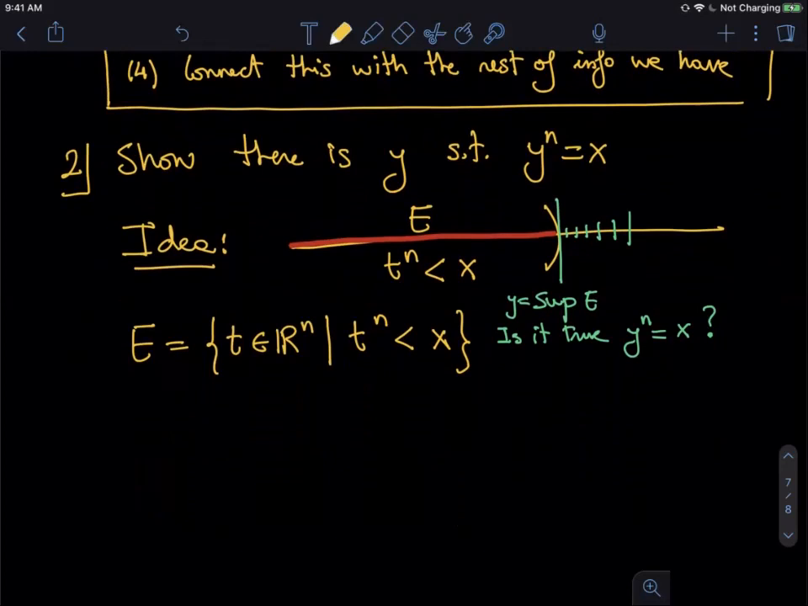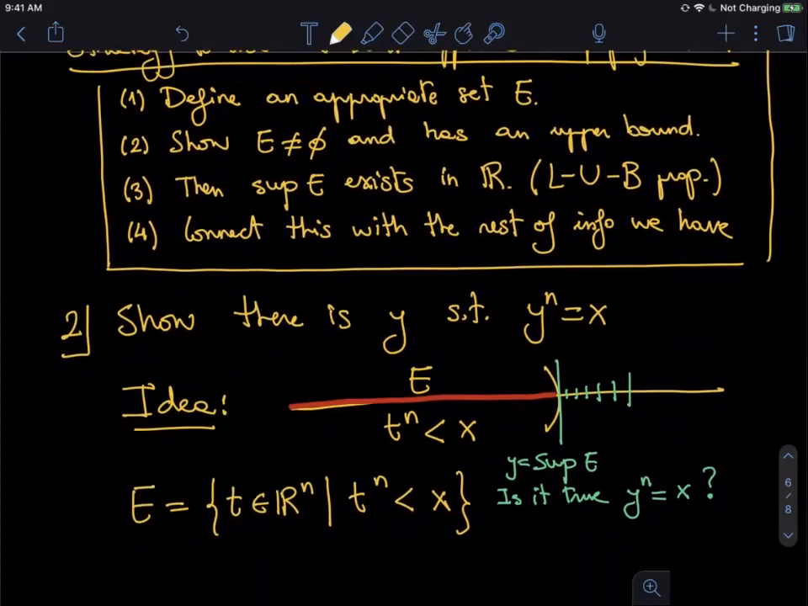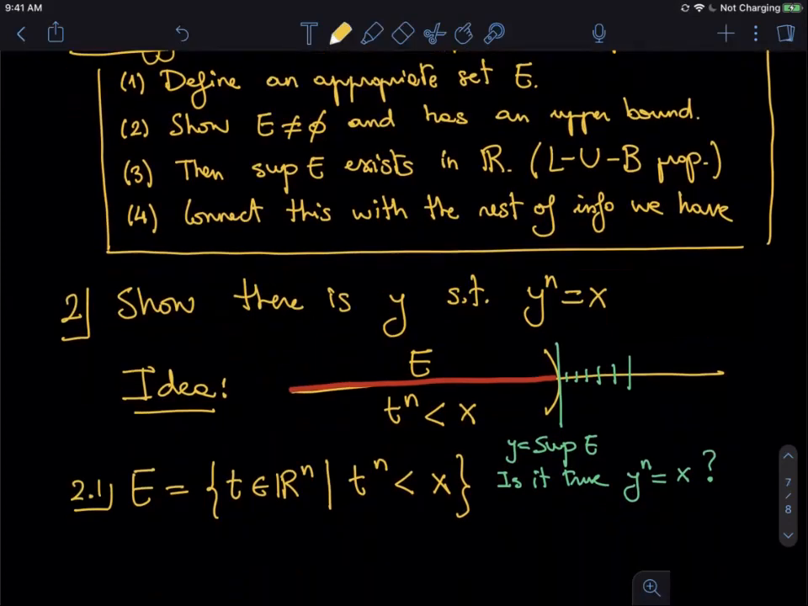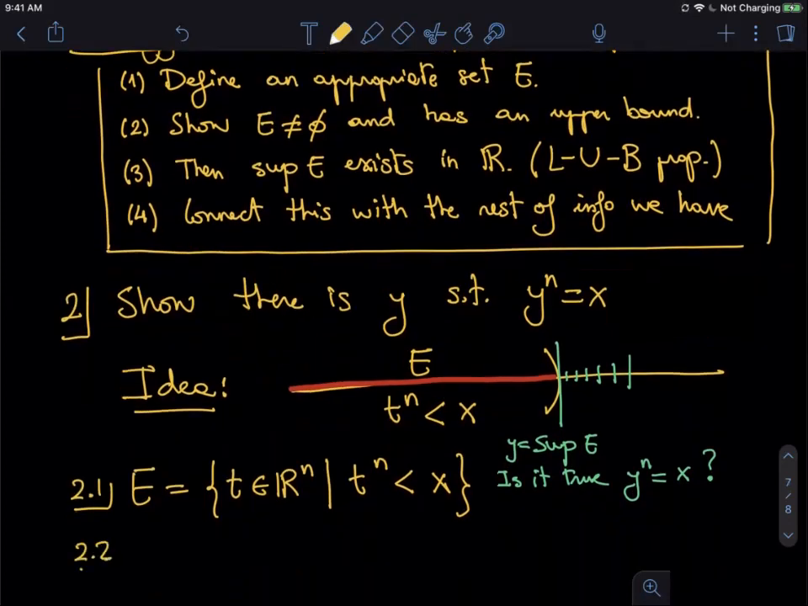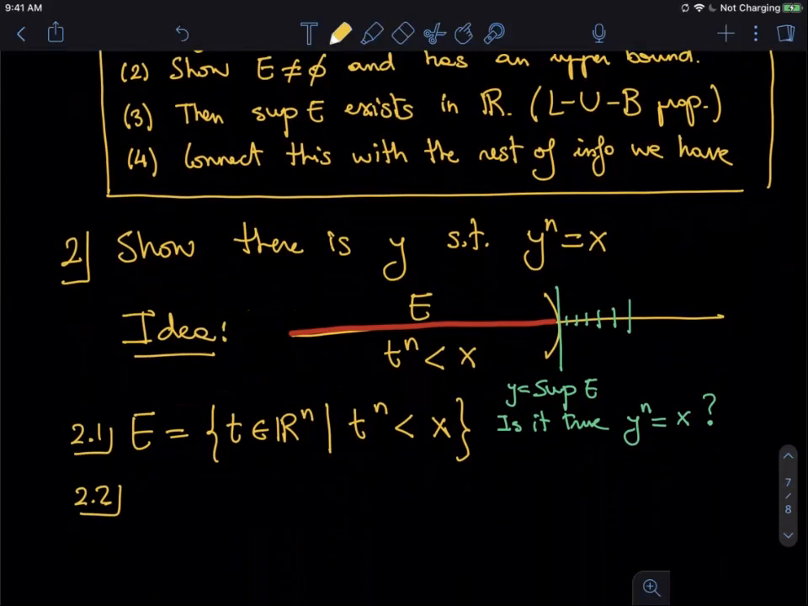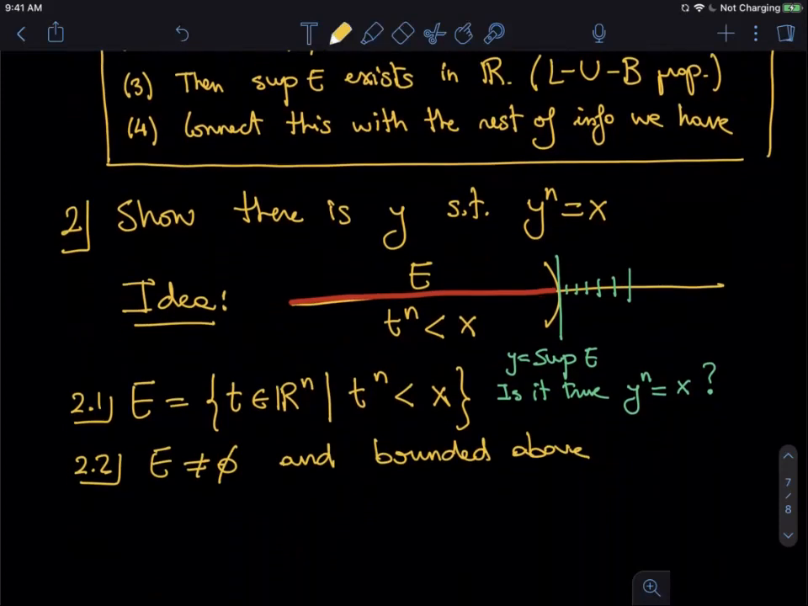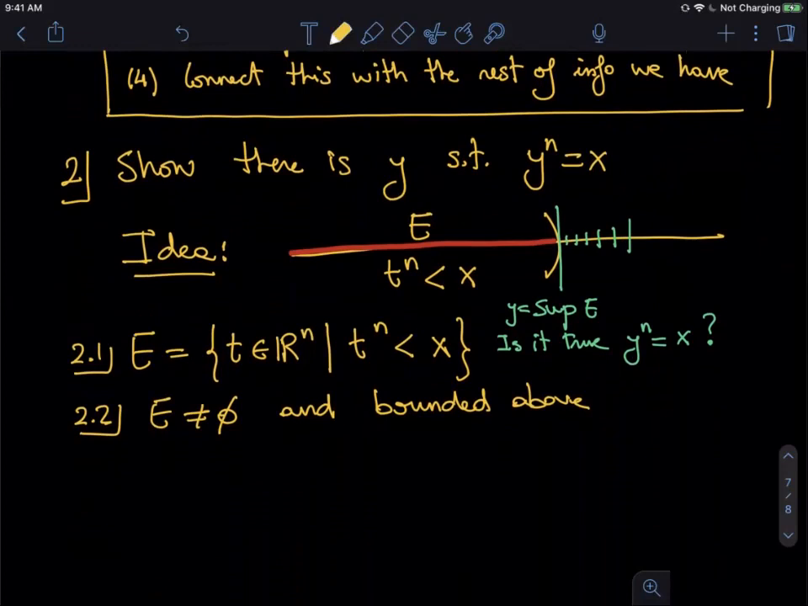So in our strategy, we saw this is 2.1. So 2.2 would be to show that it's not empty and bounded above, so that all this thing I said about the supremum of E makes sense, because otherwise it will not. Okay. So to see that it's non-empty, it's enough if we find some element that belongs to E.